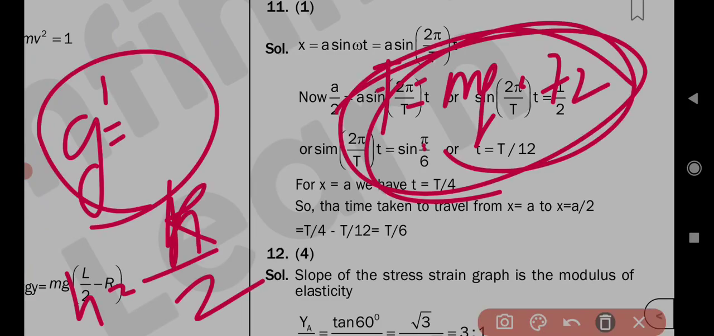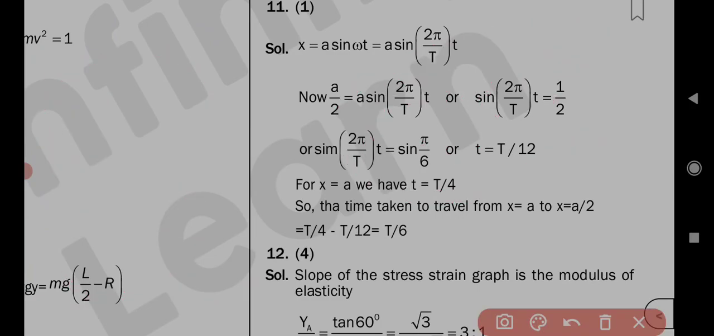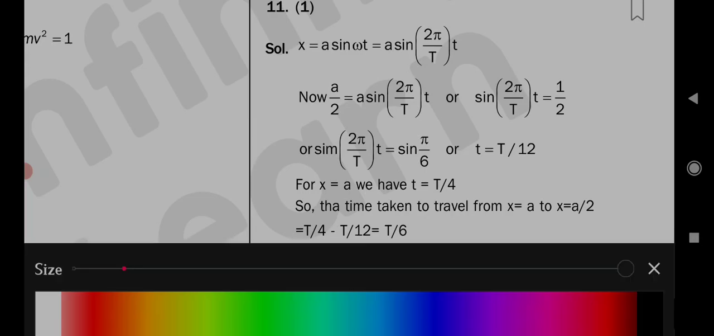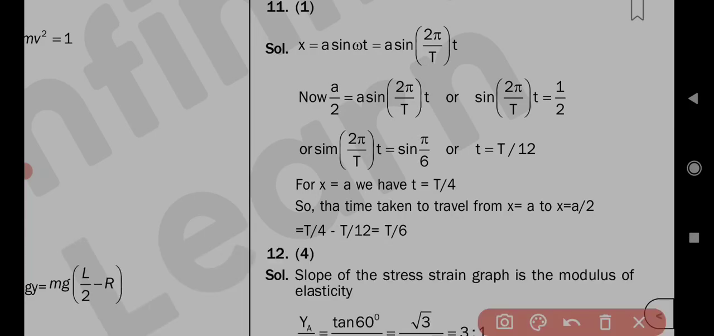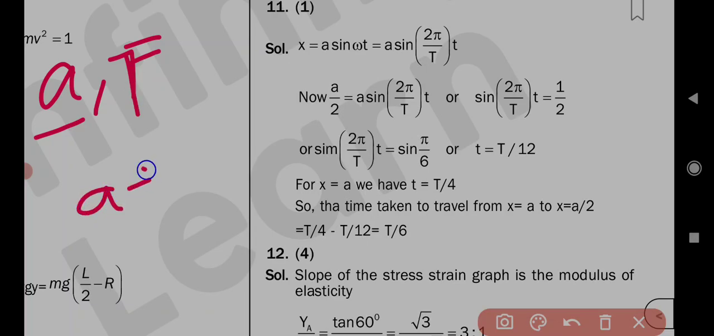Okay, so let's see 11th question. A simple harmonic oscillator has an amplitude A and time period T. The time required to travel from x equal to 0 to x equal to A by 2. This is from SHM, and SHM makes us fear a lot. Let's see about this question. Amplitude is A and time period is T for the SHM. So from 0 to A by 2 you need to tell. Okay, let's see. x is equal to A sin omega t, A sin 2 pi by T into t, because omega is nothing but 2 pi by T, so we have substituted there.